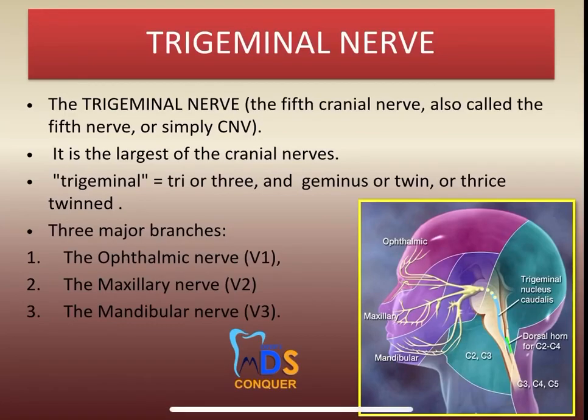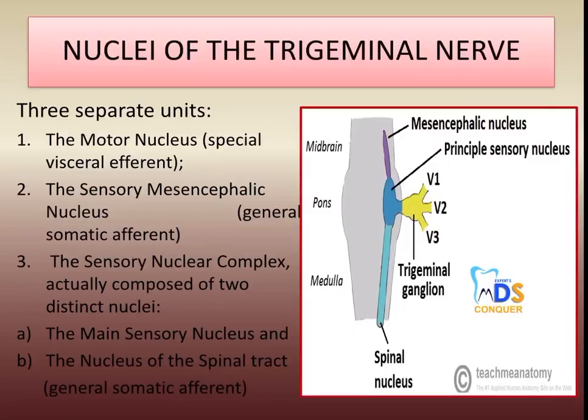So coming to the trigeminal nerve, if it comes as an essay, you can write the other cranial nerves, you can just name the other cranial nerves, followed by which you can write the introduction for the trigeminal nerve. So we can call it the fifth cranial nerve, which is one of the largest, and trigeminal means three, so it has three major branches, which are the ophthalmic, the maxillary and the mandibular. Okay, so coming to the next heading, that is the nuclei.